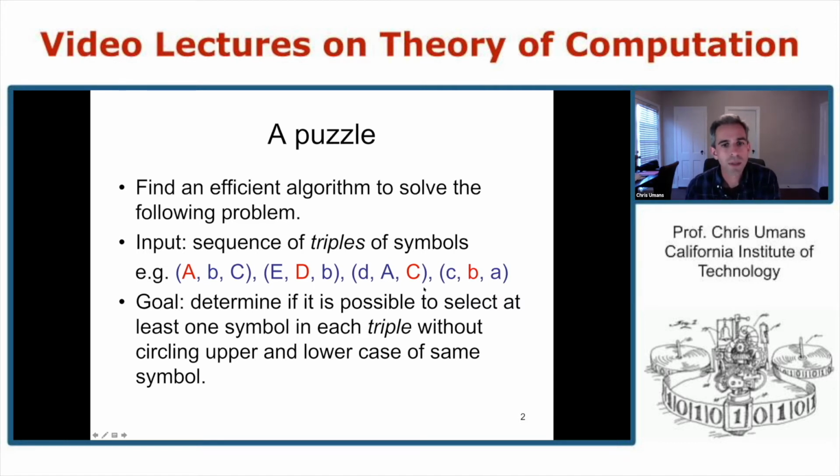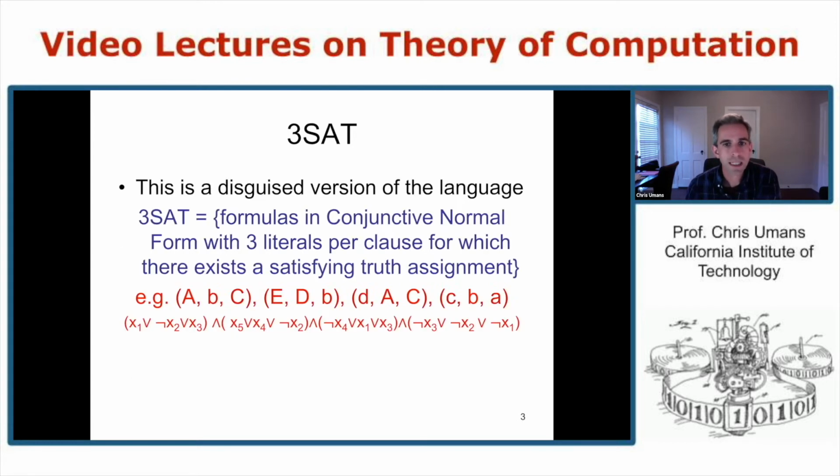But anyway, that's a puzzle that is good to keep in mind. And the reason that it's relevant for this lecture is that it's a disguised version of the language 3-SAT, which is the problem that we're going to show is NP complete. So 3-SAT is the language consisting of those Boolean formulas that are in conjunctive normal form with 3 literals per clause for which there exists a satisfying truth assignment.